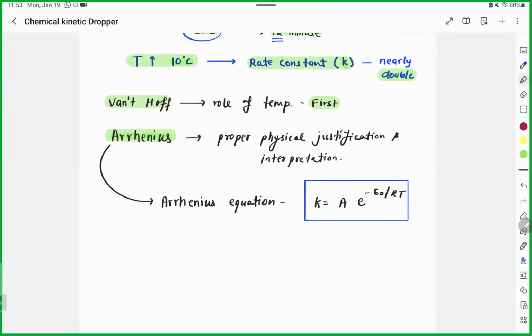but Arrhenius gave the proper explanation and interpretation. That's why we use the Arrhenius equation: K is equal to A e raised to the power minus Ea by RT.